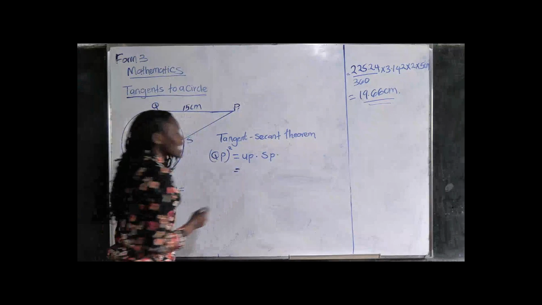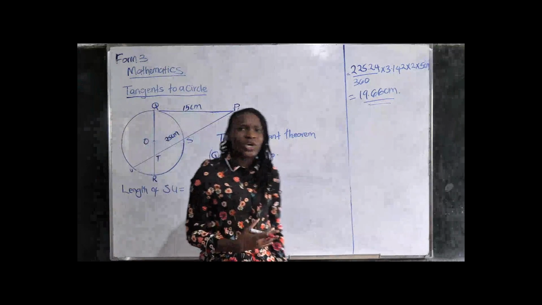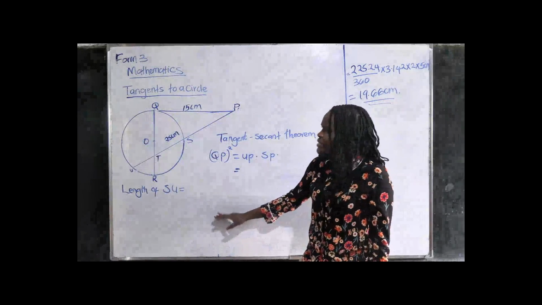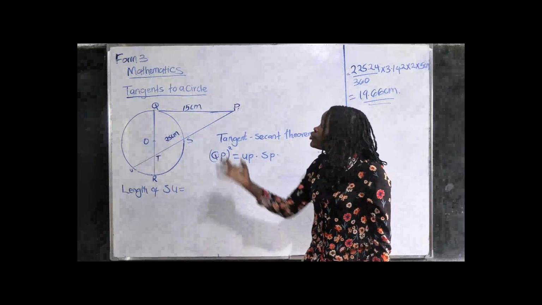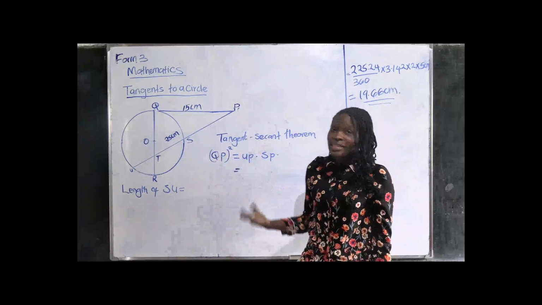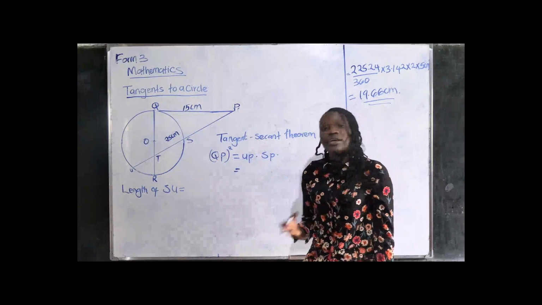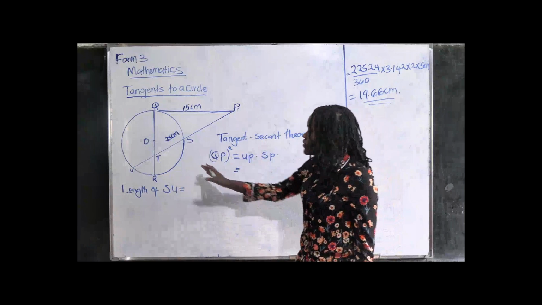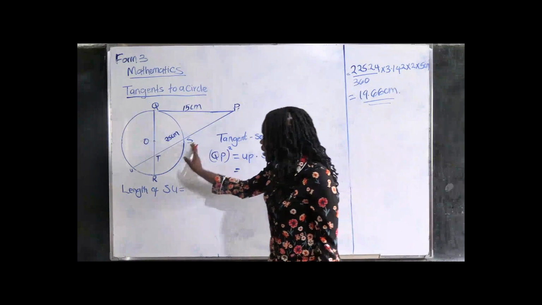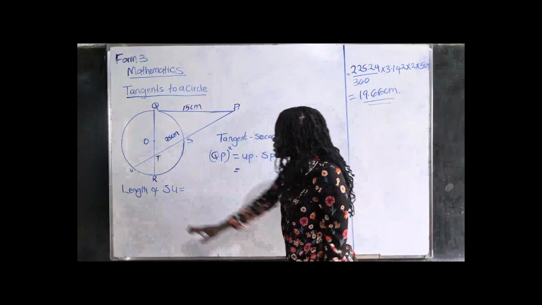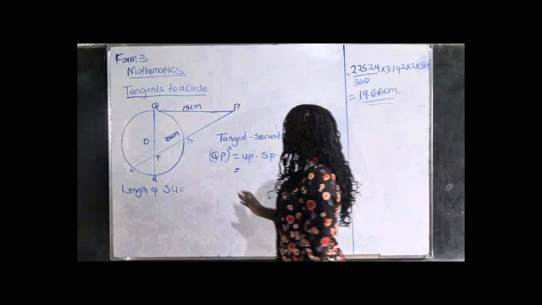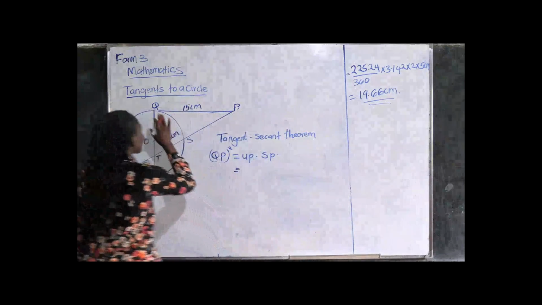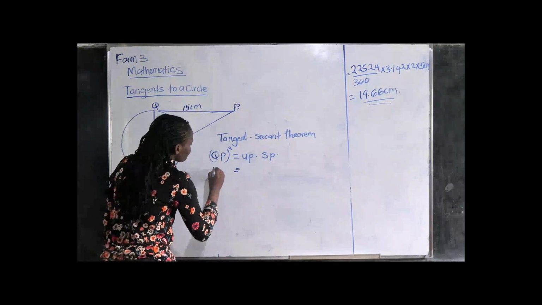So the main thing the question requires is, do you know the tangent secant theorem? If you know that, the question will be simple. Let's apply it so that we can now find the value of SU. That is what we want. So we know that QP is 15.